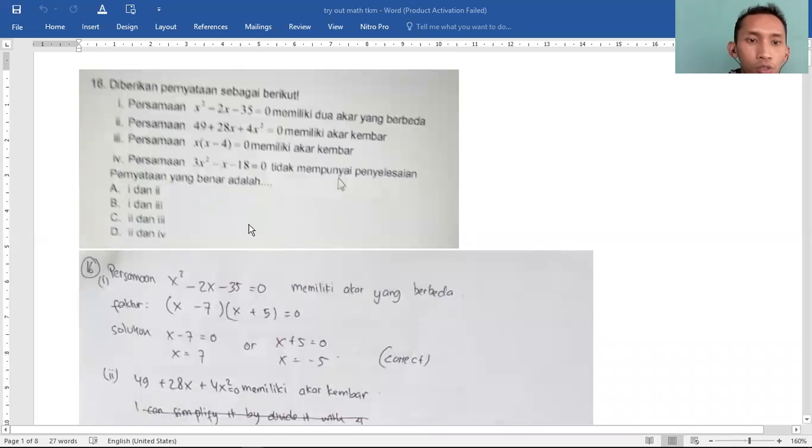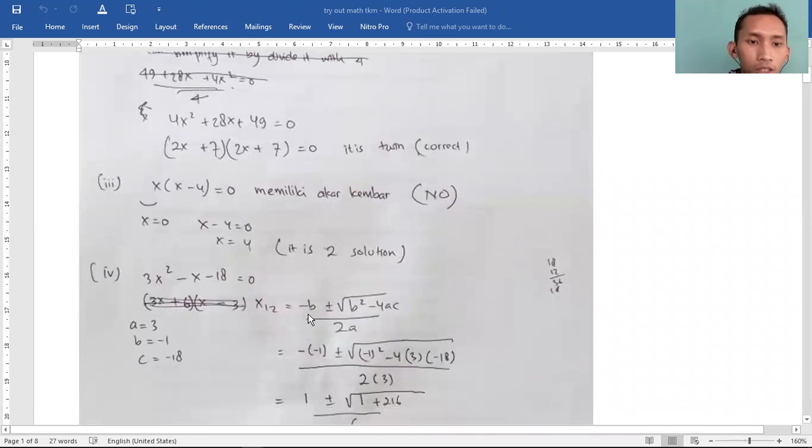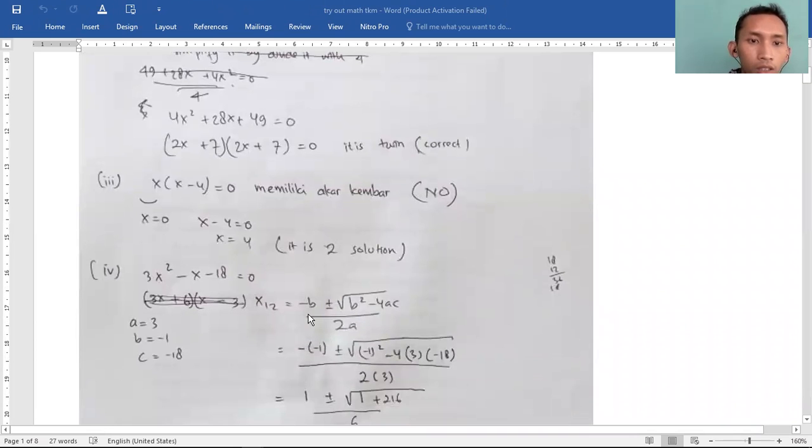If you see here, it's supposed to be A, the answer. But that's not the point. Let's check also statement 3 and statement 4. Statement 3, we have x times x minus 4 equal to 0. Is it a twin? Let's check. We already have the factorization here, so we just need to split it. So x equal to 0 and x minus 4 equal to 0. x is equal to 0 and x is equal to 4. So it is not twin, but it has two solutions that are different. So the statement is wrong.